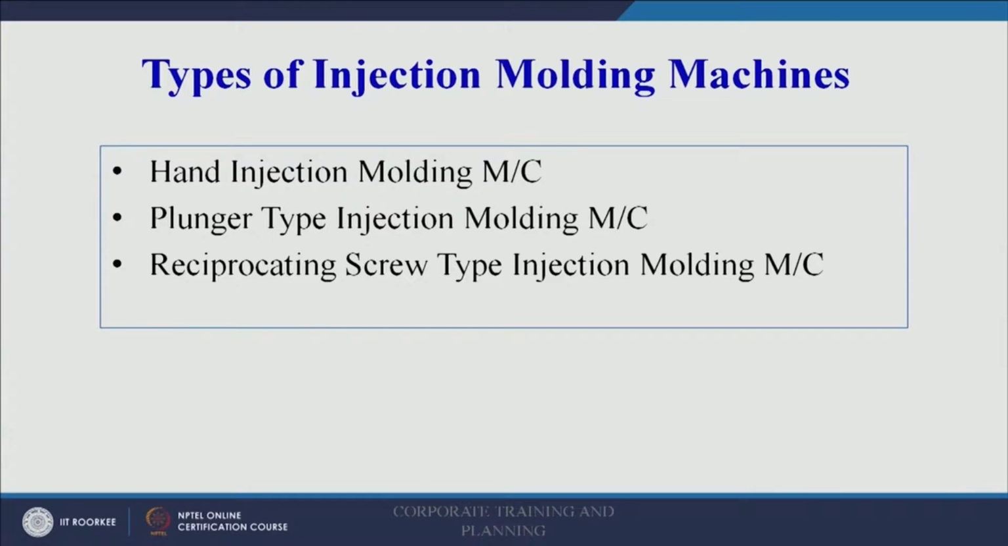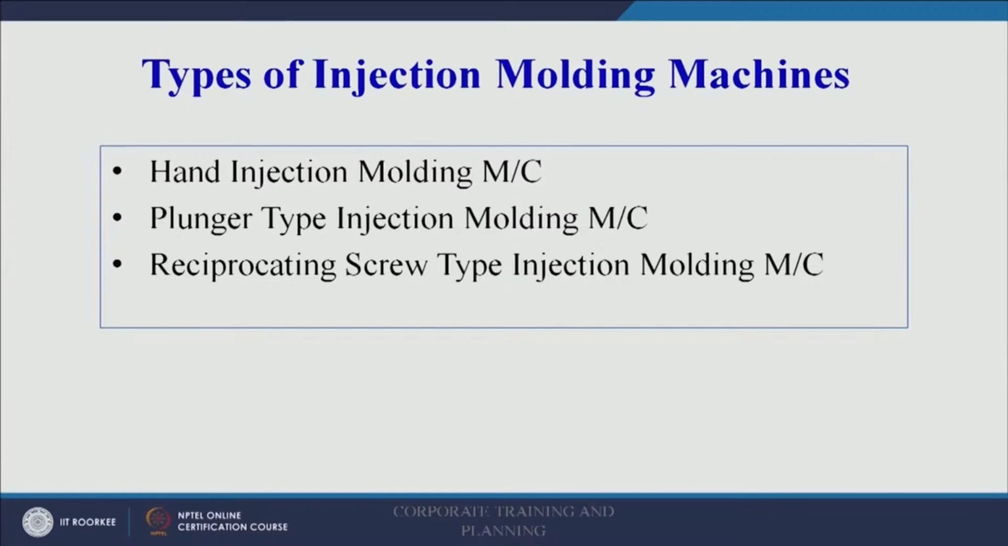Now based upon the applications, there are 3 types of injection molding machines majorly used in industry. First one is the hand injection molding machine, operated by man, a manual, used for making small plastic parts. Then the plunger type injection molding machine, as I have explained with the help of a syringe in one of the previous sessions, that there is a piston cylinder type of arrangement.